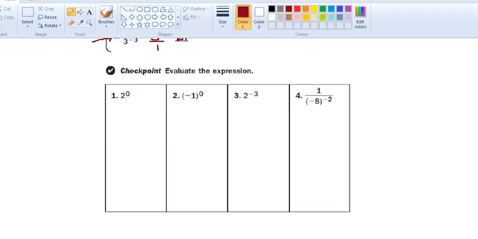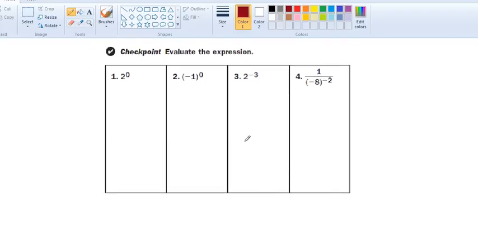Okay, let's try some of the checkpoints now. Go ahead and kind of do this with me here. Think about 2 to the 0 power. Well, what I hope you're thinking here is, anything to the 0 power has got to be 1. So that's a big 1 right there. And then now we have negative 1 to the 0 power. Well, I hope you're thinking the same thing, that that's going to be 0.